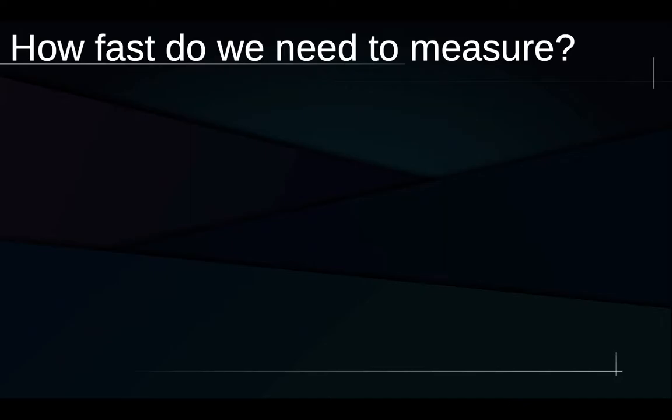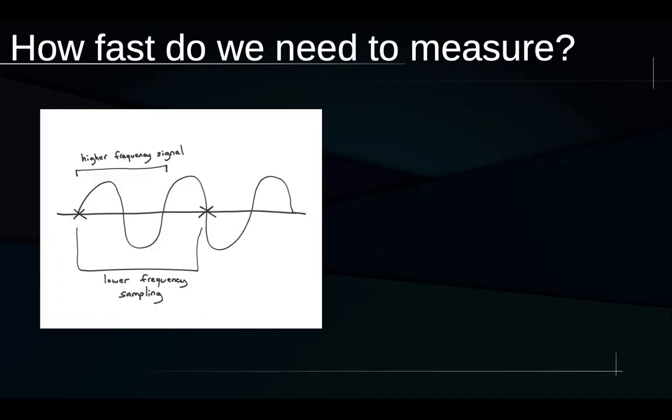How often do we need to make those measurements? So let's consider two scenarios. Scenario number one. Imagine that this curvy line in the middle here is some signal that we want to record. It's a regular frequency. It looks like a sine wave. And it has a certain frequency, which is defined by the distance from about here to here. That's how long it takes for that signal to repeat.